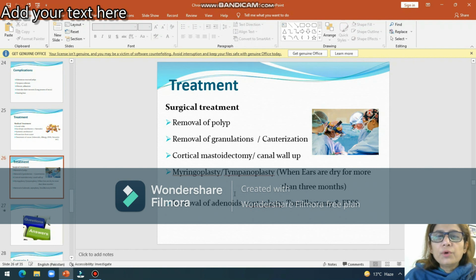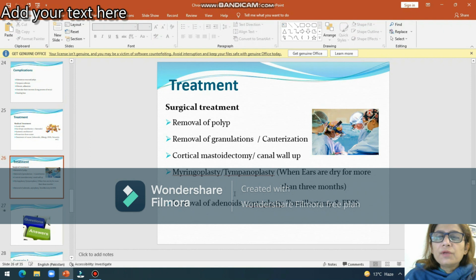You will remove the polyp, you will do exploration of the mastoid, and you will do a canal wall up procedure. Only cortical mastoidectomy is sufficient in cases of tubotympanic, safe type of disease. You will make an air reservoir and remove the infection from the mastoid. If there are granulations, you will remove them, either with cauterization or by picking them out with forceps.